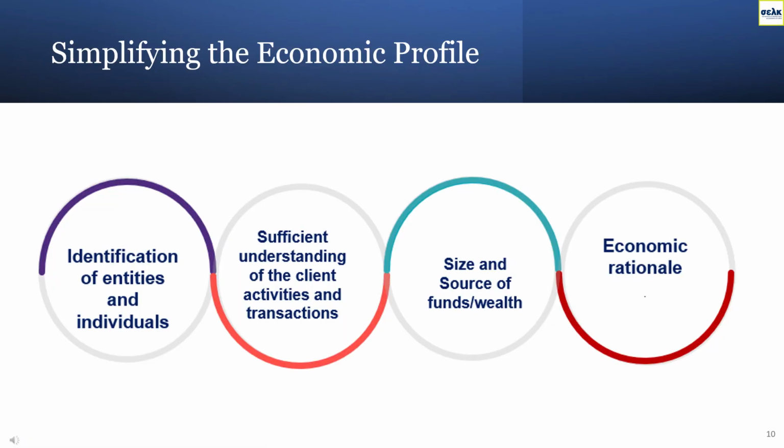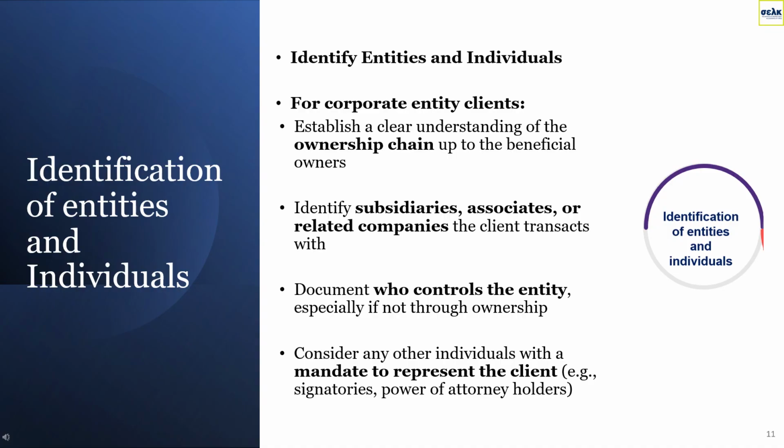The economic profile can be simplified into 4 key areas that form a practical structure. 1. Identification of entities and individuals. 2. Sufficient understanding of the client activities and transactions. 3. Size and source of funds, and where necessary, size and source of wealth. 4. Economic rationale. As a starting point, the entities and individuals subject to KYC procedures should be identified. The process begins with the client.